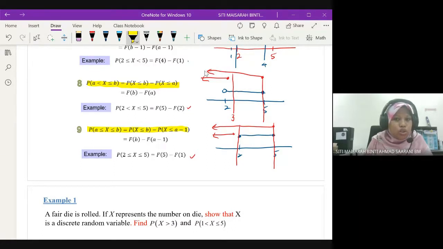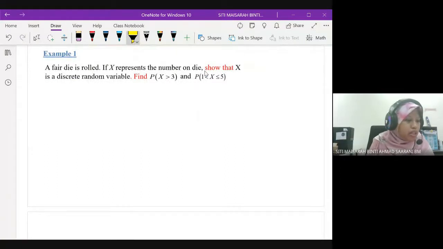Alright. So contohnya kita tengok example terus. Example 1. A fair die is rolled. Okay. Dadu tu dibaling lah satu kali saja. Okay. So if X represent the number on die, show that X is a discrete random variable. So jadi kita nak show X is a discrete random variable, kita mesti cari summation of Px equals to X sama dengan 1. Okay. Untuk show ni, kita kena show summation Px equals to X equals to 1.